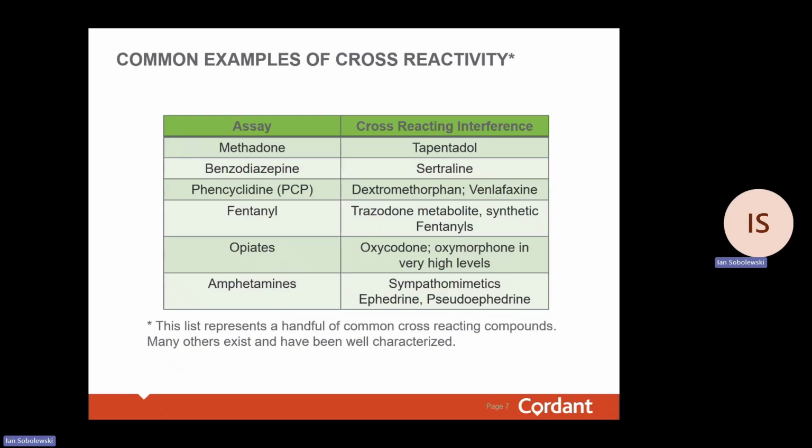Now here's a list of some well-known cross-reacting sources. This is by no means a comprehensive list, but I always like to point out dextromethorphan on this list. It has the potential to cross-react for PCP. Dextromethorphan is a drug found very commonly in a lot of over-the-counter medications such as NyQuil and DayQuil. So a lot of over-the-counter cold and flu medications contain dextromethorphan. And if found in high enough quantity, it has the potential to give us a positive for PCP in the screening test.